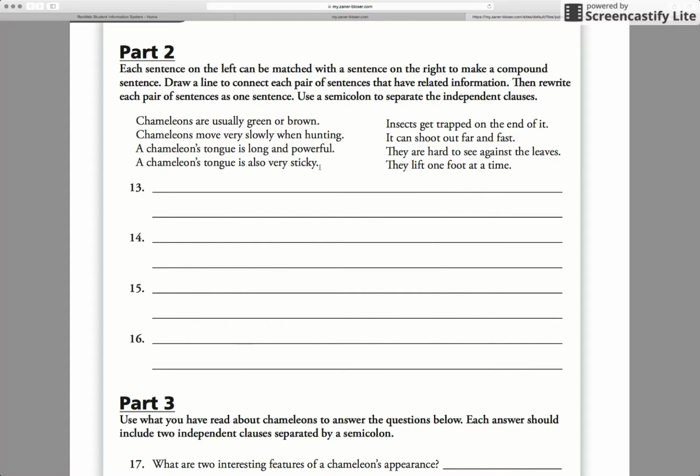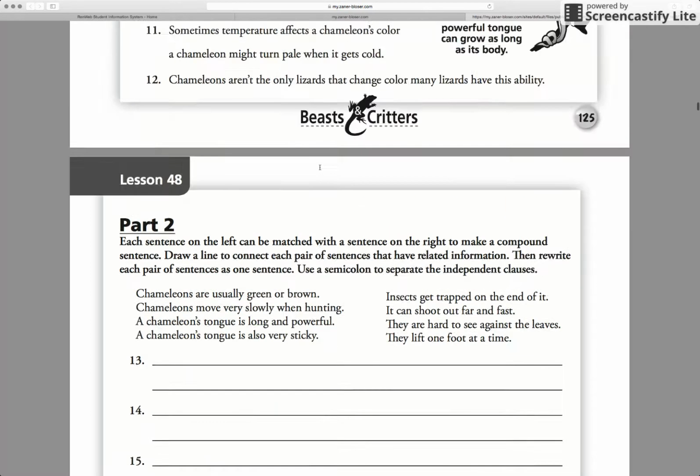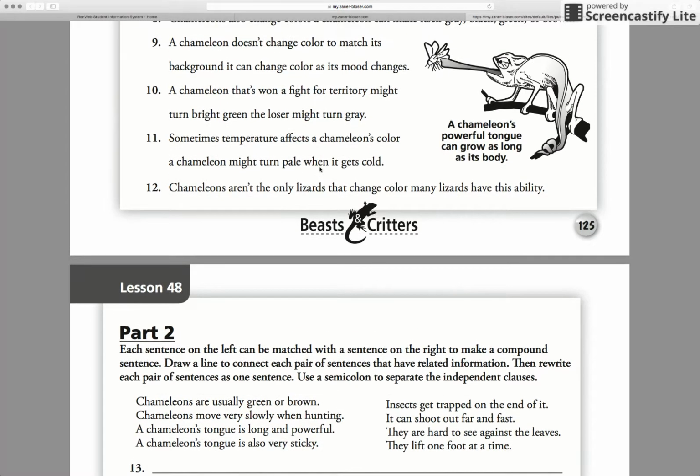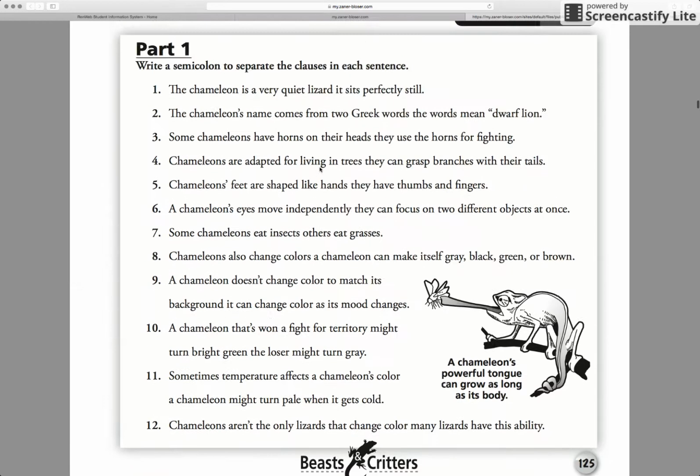So with semicolons, you place a semicolon between two independent clauses that are related. You can't place a semicolon in between two just random clauses that have no connection to each other. They need to be related to each other. That's when using a semicolon is appropriate.